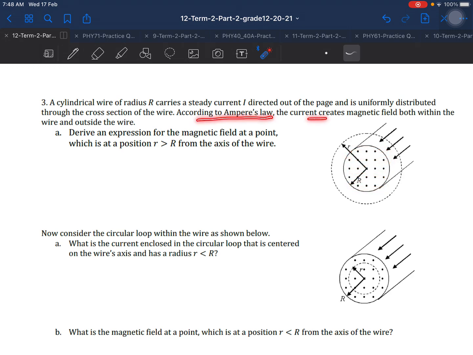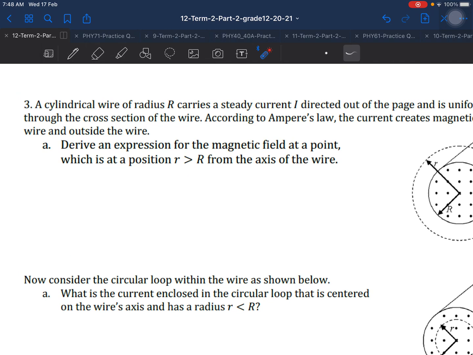According to Ampere's law, the current creates a magnetic field both within the wire and outside the wire. Derive an expression for the magnetic field at a point which is at a position small r, greater than capital R. Small r is the radius of our Amperean loop and capital R is the radius of the wire itself. So let's just get that straight first.